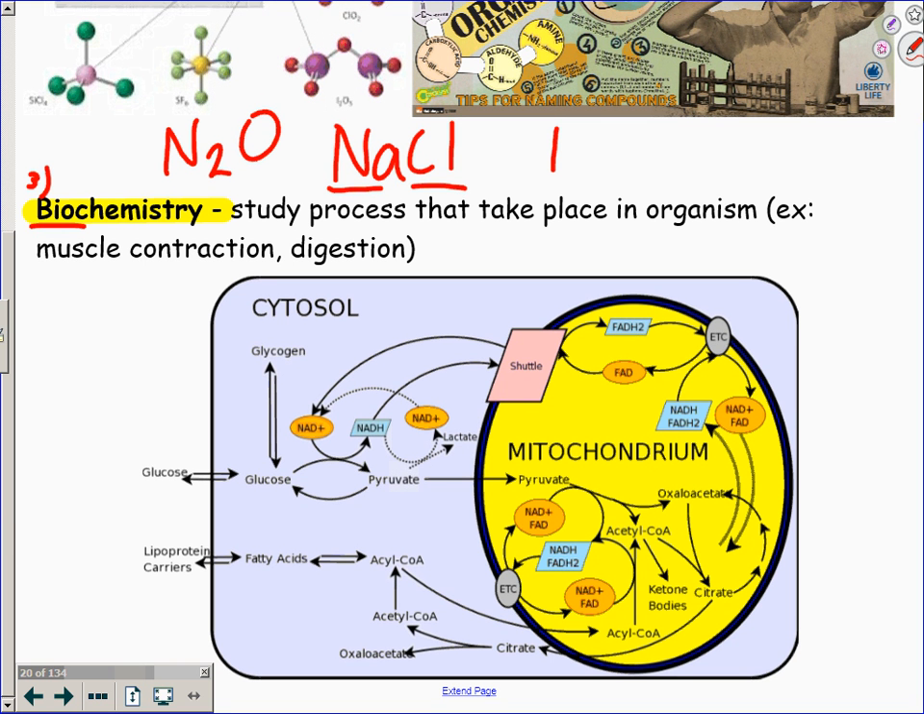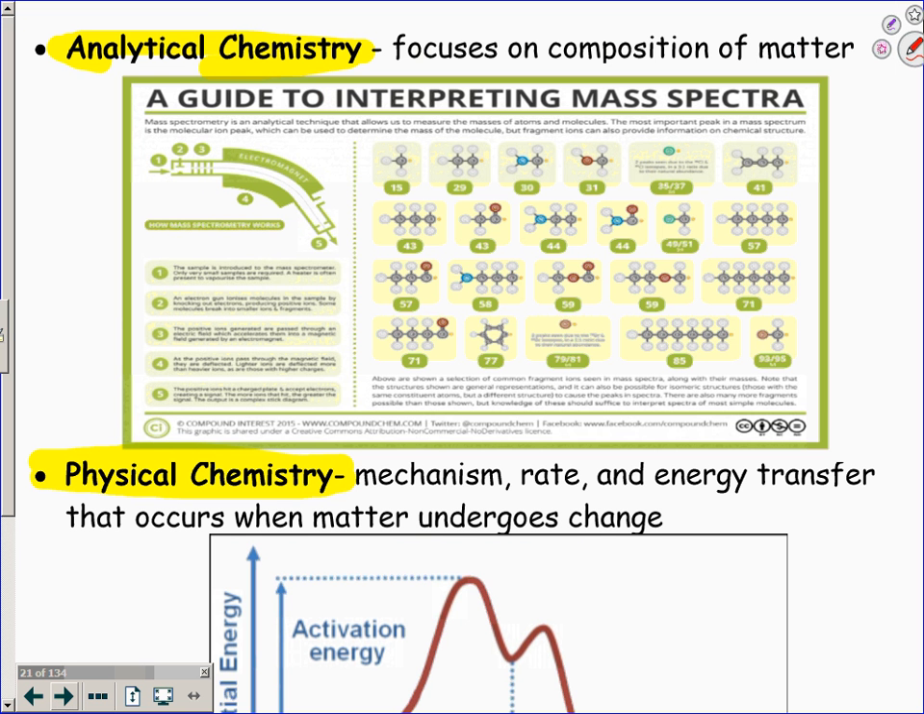3 down. 2 more. Give me a thumbs up. We good? Okay, majority rules. We're going. So analytical chemistry is the 4th branch of chemistry. And physical chemistry is the 5th branch.